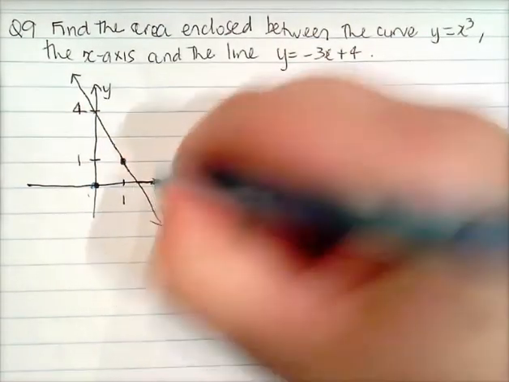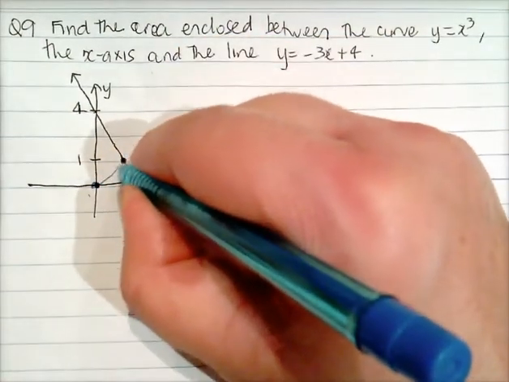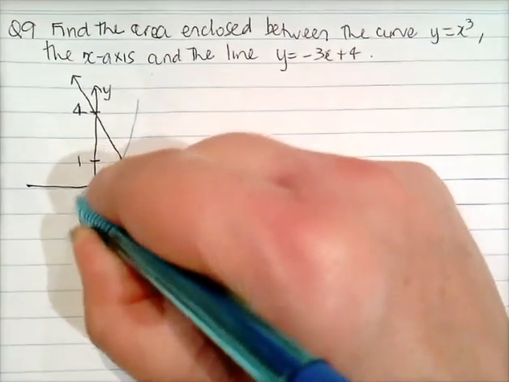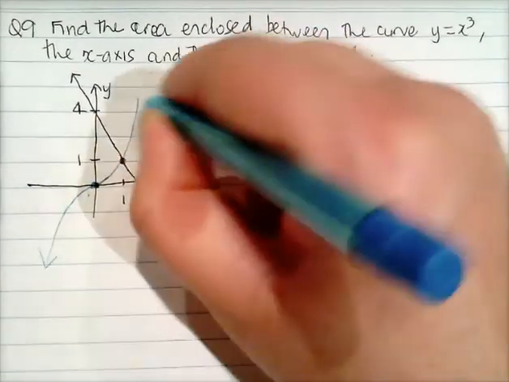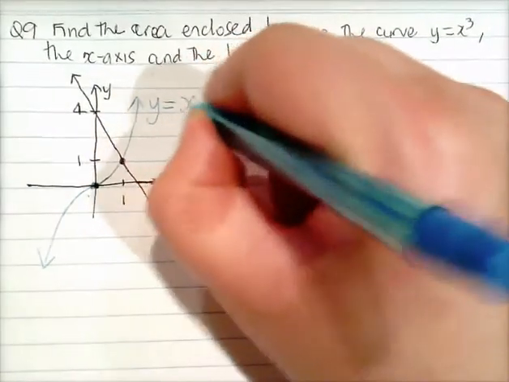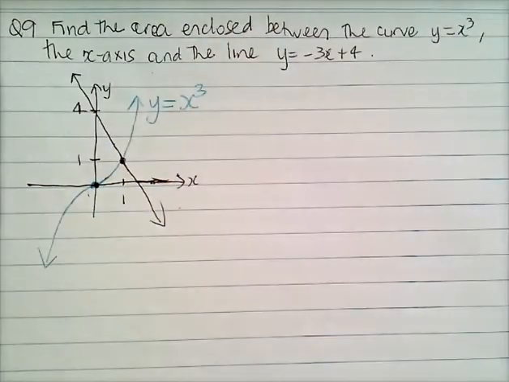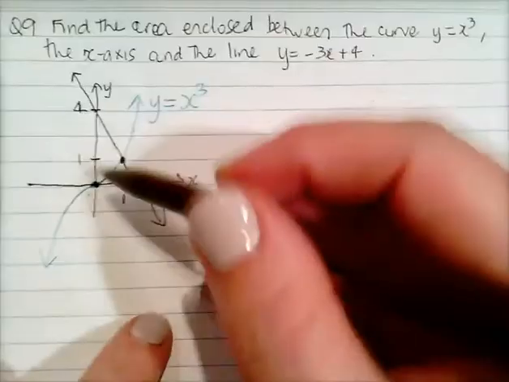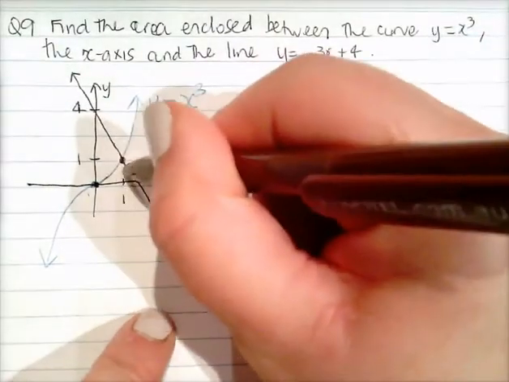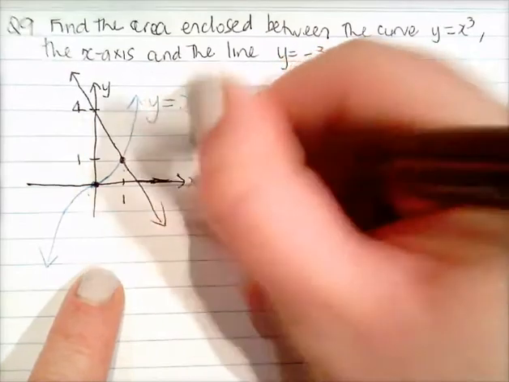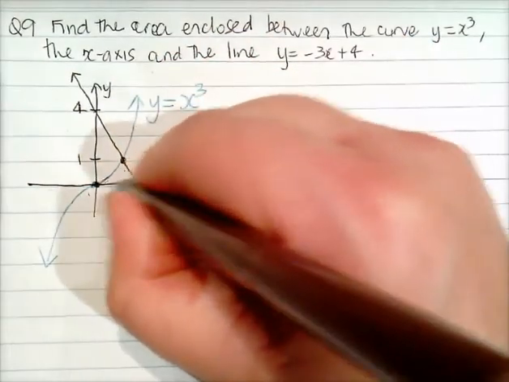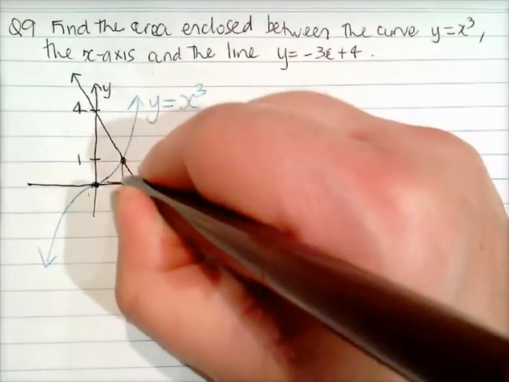When x is 2, y is 8, all the way up there, but we know that the curve looks like this, and it comes down like this. So this is y equals x cubed. Now, with this question, just be very careful, we want the area enclosed between that curve, the x-axis, and this line y equals minus 3x plus 4. So you actually want this little area in here.